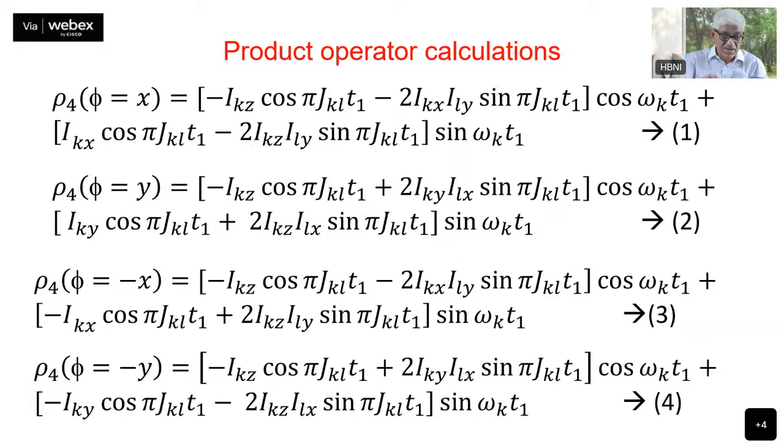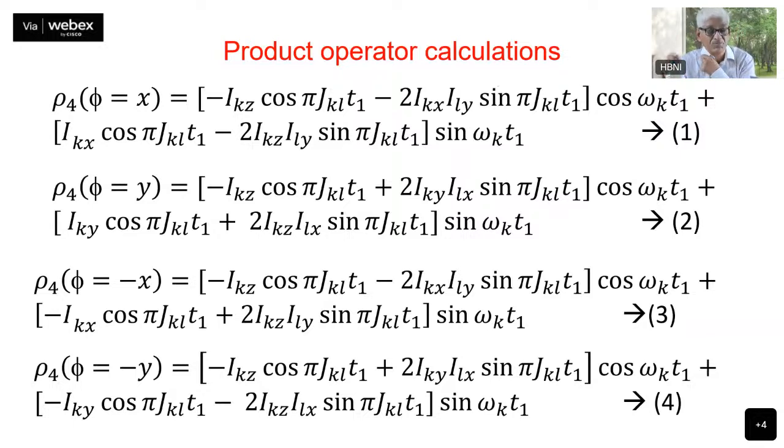What I explained to you earlier, I'm just showing by the calculation how we are picking up only those particular terms. I wrote rho 4 for phi equal to x. What is rho 4? Rho 4 is the density operator after the second 90-degree pulse. If phi is equal to x, we get minus IKZ cosine pi JKL t1 minus 2 IKX ILY sin pi JKL t1 cosine omega K t1 plus IKX cosine pi JKL t1 minus 2 IKZ ILY sin pi JKL t1 sin omega K t1.